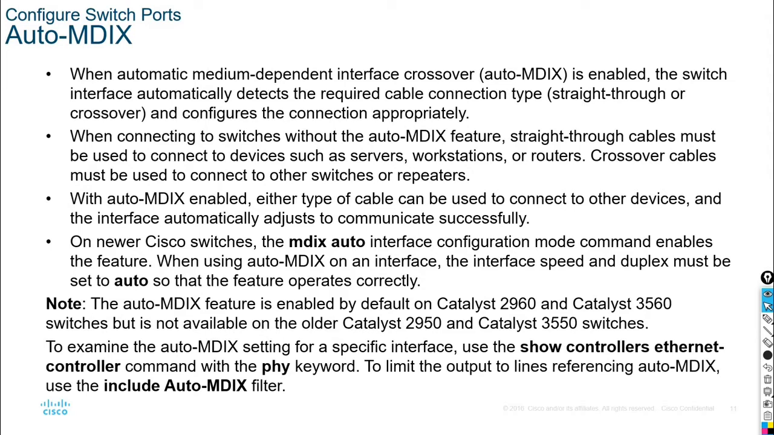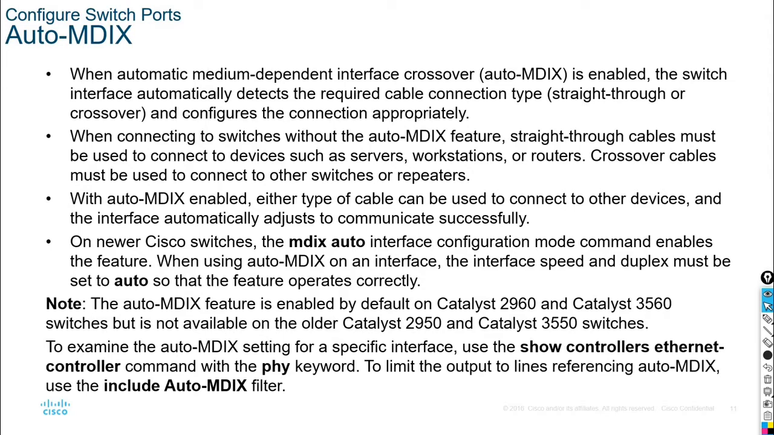When configuring switches without the Auto-MDIX feature, straight-through cables must be used to connect devices such as servers, workstations, and routers. Crossover cables must be used to connect to other switches or repeaters. With Auto-MDIX enabled, either type of cable can be used to connect to other devices, and the interface automatically adjusts to communicate successfully.